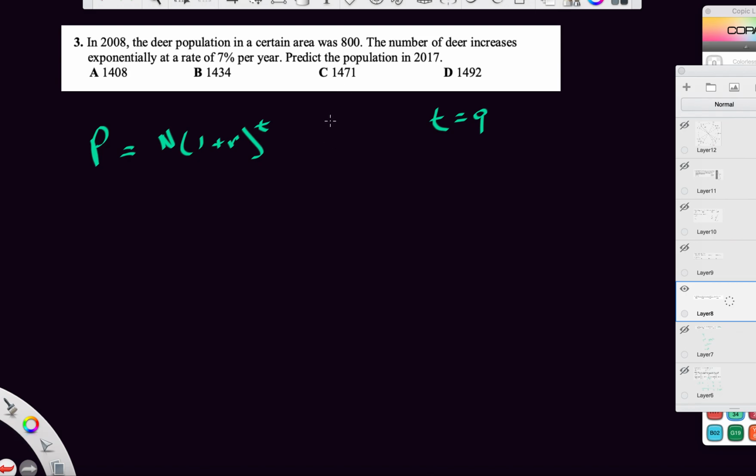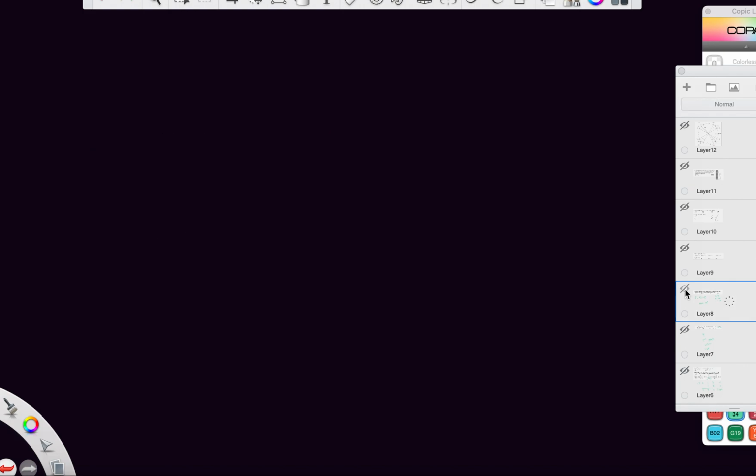Population, we'll use n for population. So n is the original population, which is 800. And we have a rate of 7% a year. So r is 0.07. All right. So when you type this into the calculator, you're going to do 800 times 1 plus 0.07 is 1.07 to the 9th power, and that'll give you your answer. I don't have a calculator handy, and I can't really reach one, so I'm not going to do that. Okay? Now you know how to do it. Moving on.